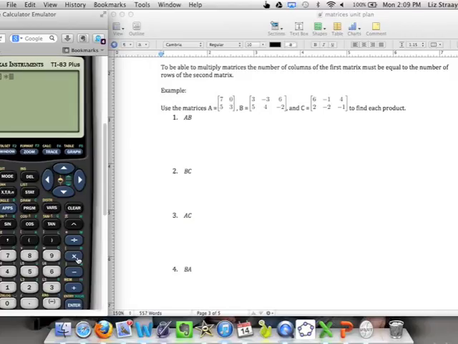Times. So I press my multiply button. Second, go into our matrix stuff and choose matrix C, and hit enter. And it gives us our answer.